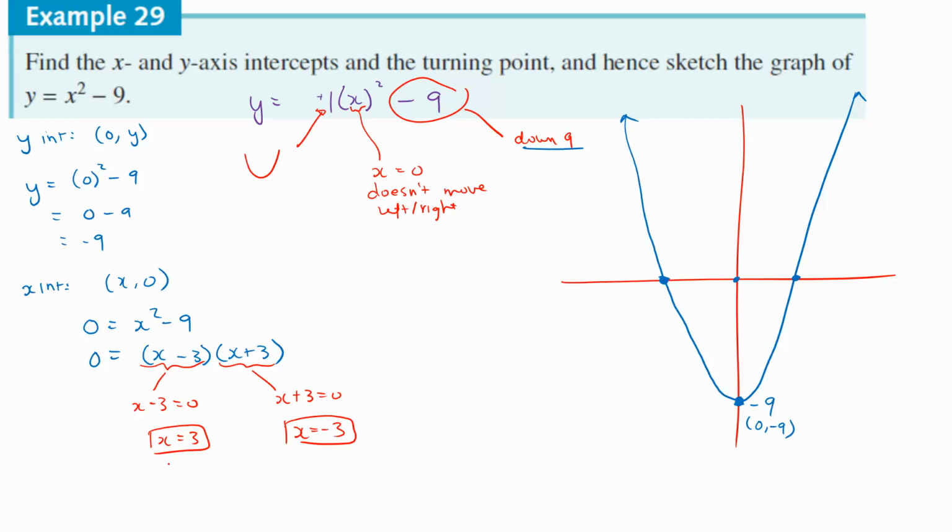So what does that tell me? It means that when x is 3, y is 0. When x is negative 3, y is 0. Because that's what we did. We said y is equal to 0. So now I know this must be negative 3, and this must be 3.